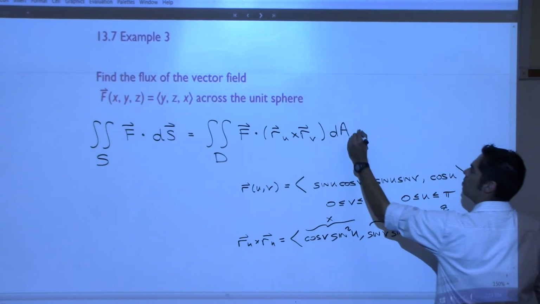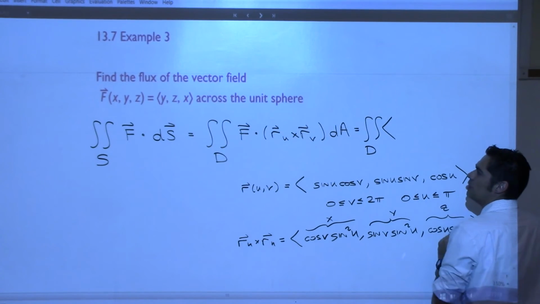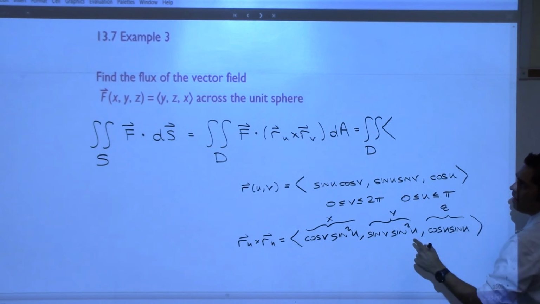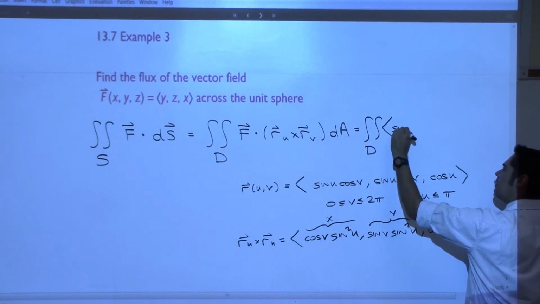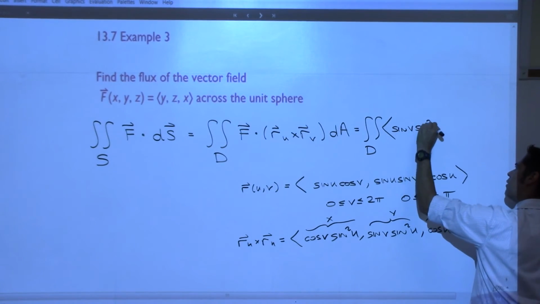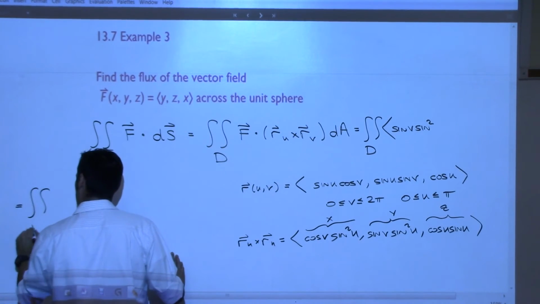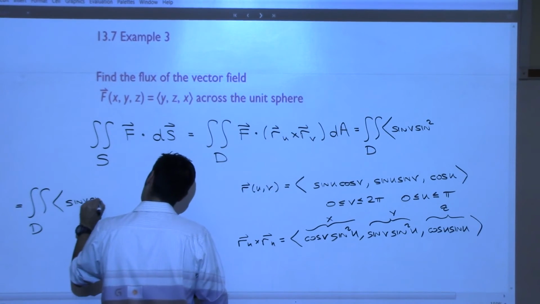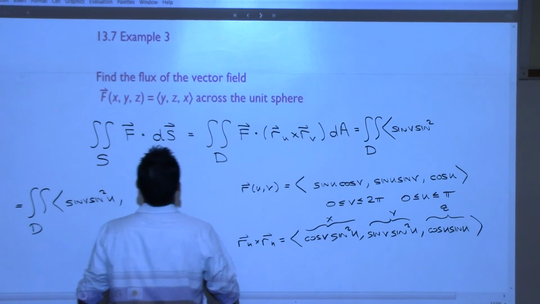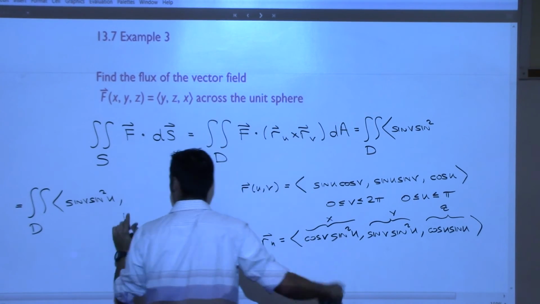So this double integral right here becomes a double integral over D. What is my vector field? It's y, which is sine v sine squared u. I'm going to run out of room. Let me just do it over here. Double integral D, sine v sine squared u. Okay, now z, cosine u.